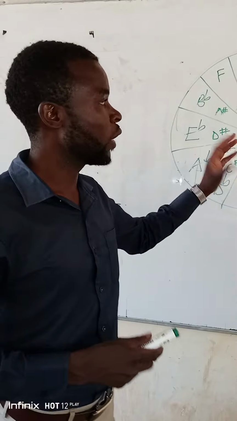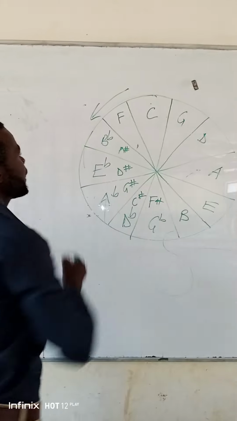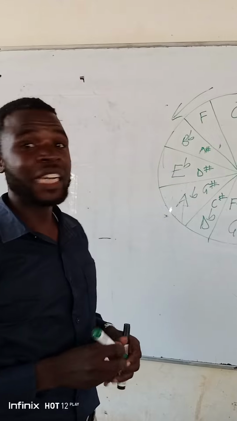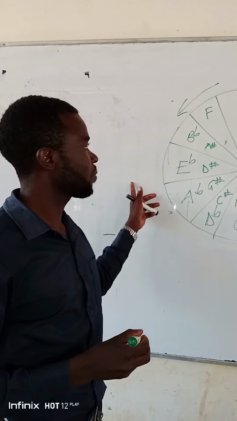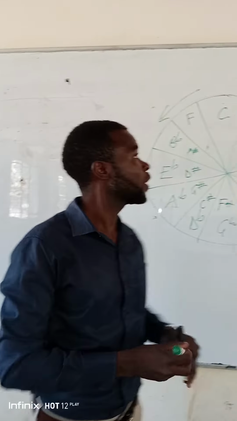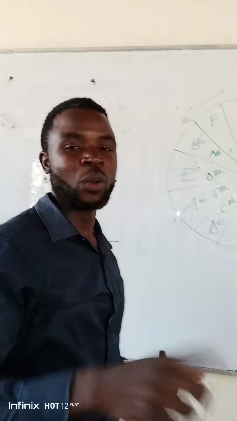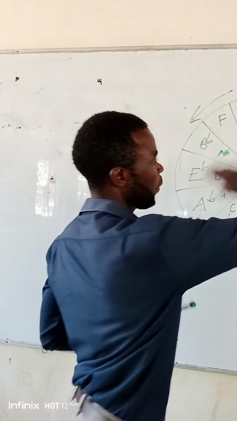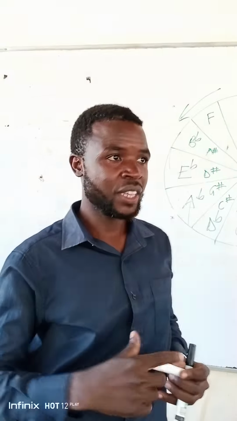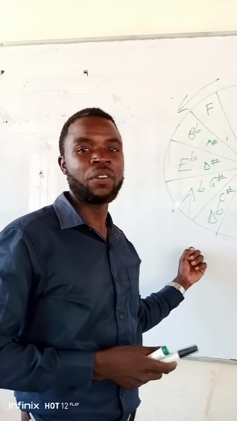So how do we call it fourth? We call it fourth because when you go in this direction, that is anti-clockwise, you will get a fourth. And when we go towards the right, that is clockwise, you get the fifth. So towards the clockwise direction, you get the fifth, and towards the anti-clockwise direction, you get the fourth.